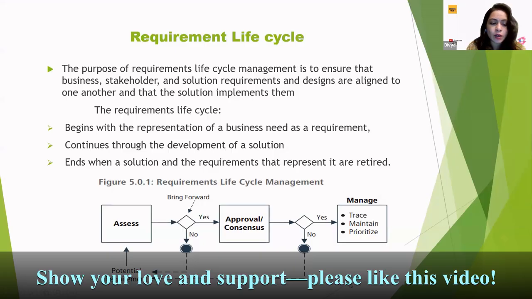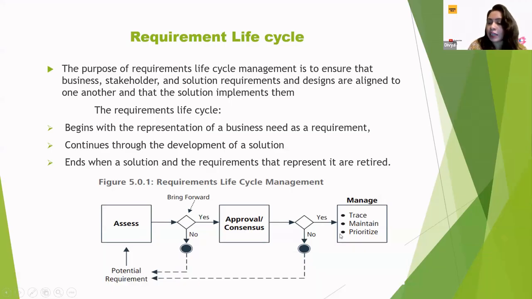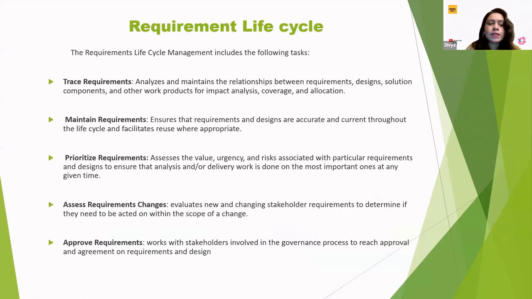So you identify the potential requirement and assess it. Are there any changes happening, or is there any need for that potential requirement? You should assess the requirement on the urgency, the value, or whatever may be delivered. Then if yes, you have to get approval and consent from the necessary stakeholders involved. Once you get consent, you have to manage that requirement. It means you have to trace, maintain and prioritize the requirement. We will see all these steps in detail in the next slide so that you get a fair idea about it.